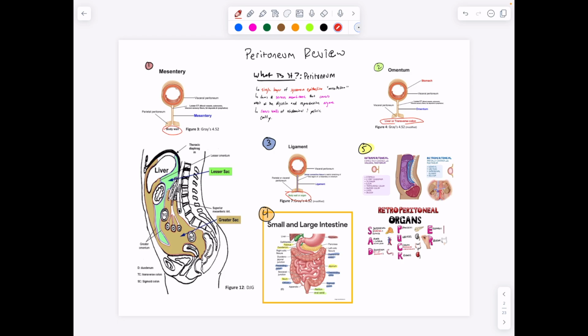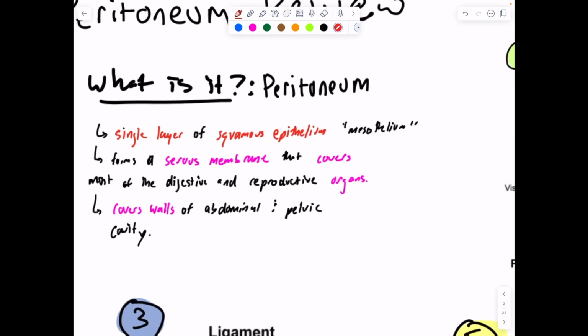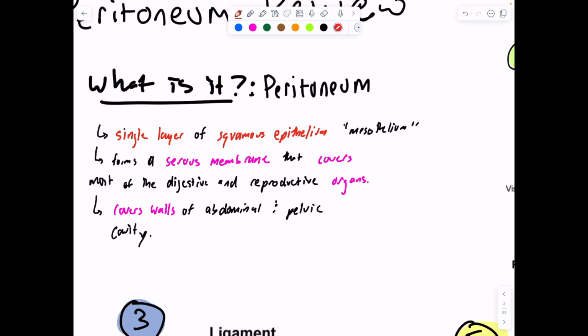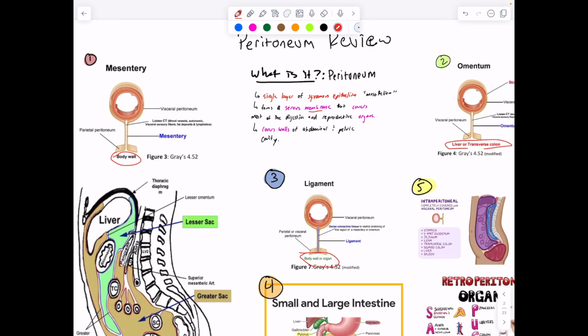All right, so just a quick review. We have the peritoneum from previous labs, which was a single layer of squamous epithelium, also called mesothelium, which forms a serous membrane that covers most of the digestive and reproductive organs. It covers the wall of the abdominal and pelvic cavity.